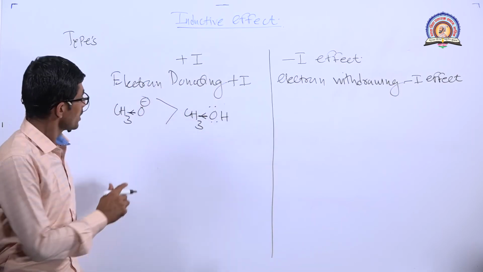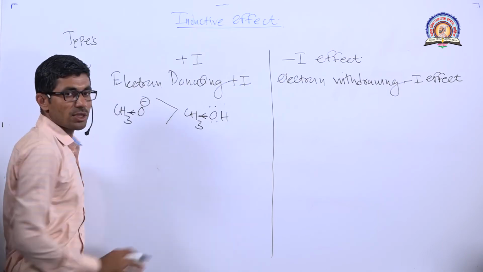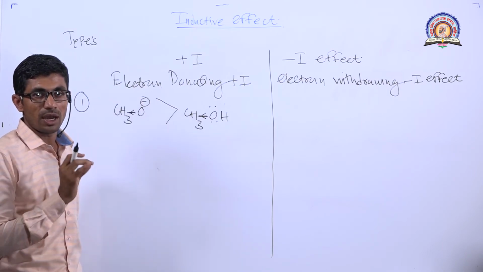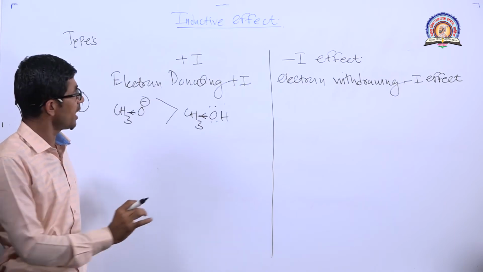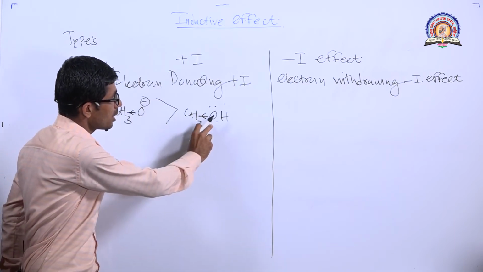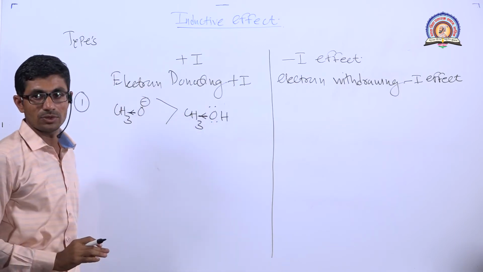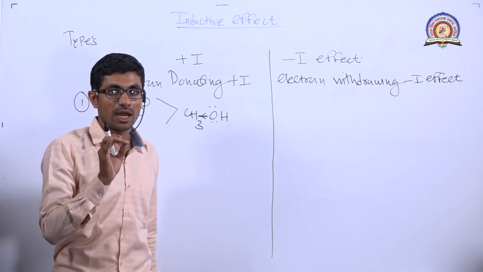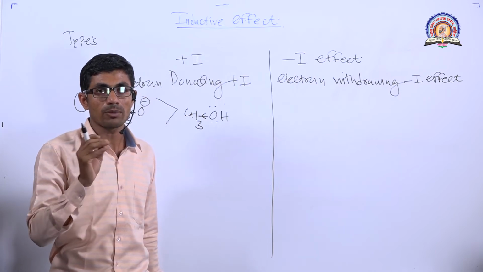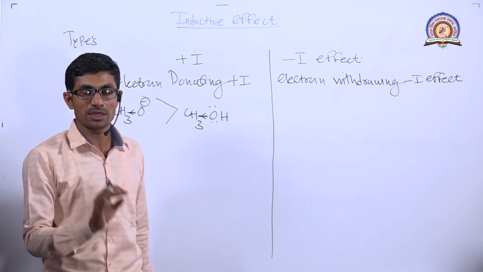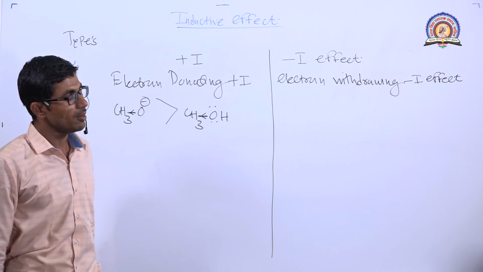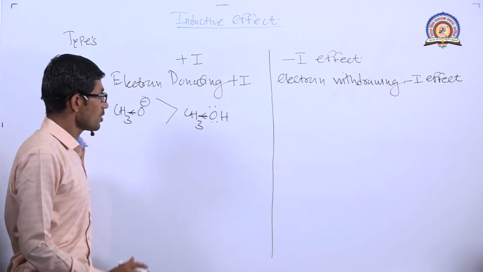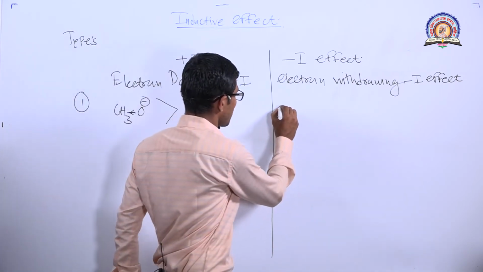But negatively charged oxygen has more plus I effect than the neutral oxygen atom. So always remember, negatively charged atoms have more plus I effect than neutral atoms. This is the general rule about the plus I effect. Okay. So in the same way we can write for the minus I.